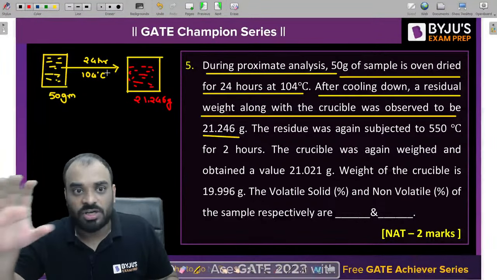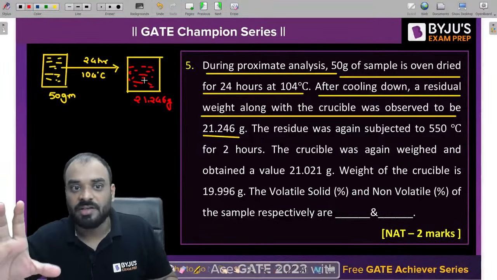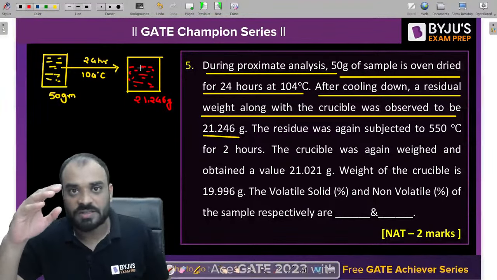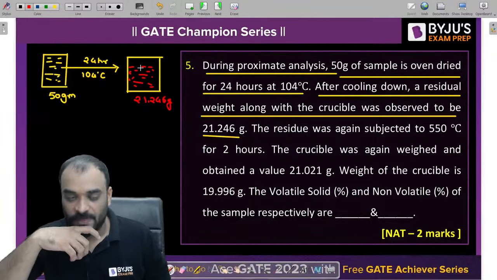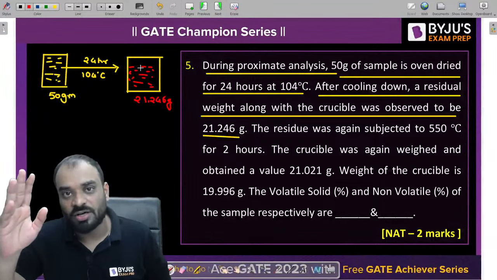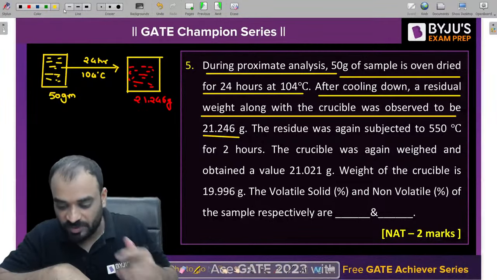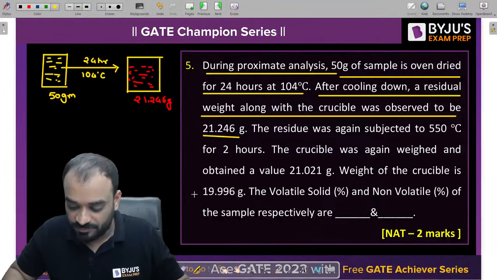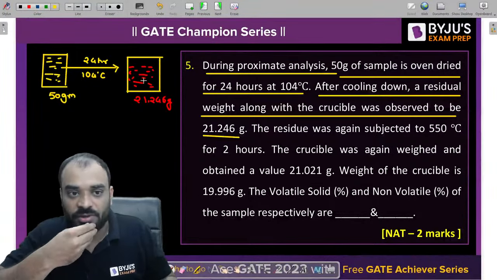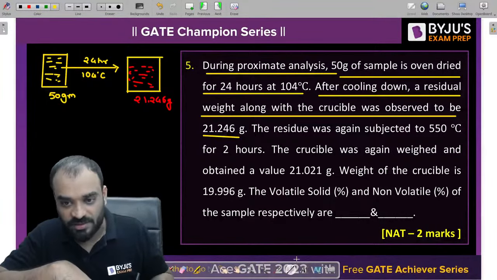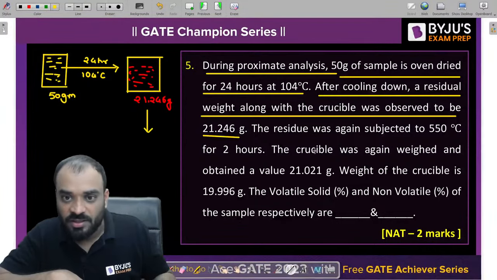Now anyone who can tell me, guys, if you oven dry it, whatever moisture is there, it will get removed. Correct? Now the solid which you are having is what? Is it total solid, dissolved solid, or suspended solid? Tell me, guys. It is basically total solid, right? Whatever value you are getting over here is basically the total solid. Very nice.